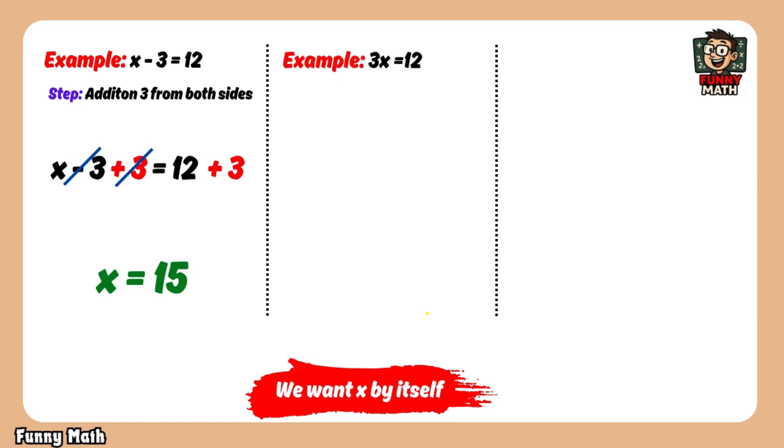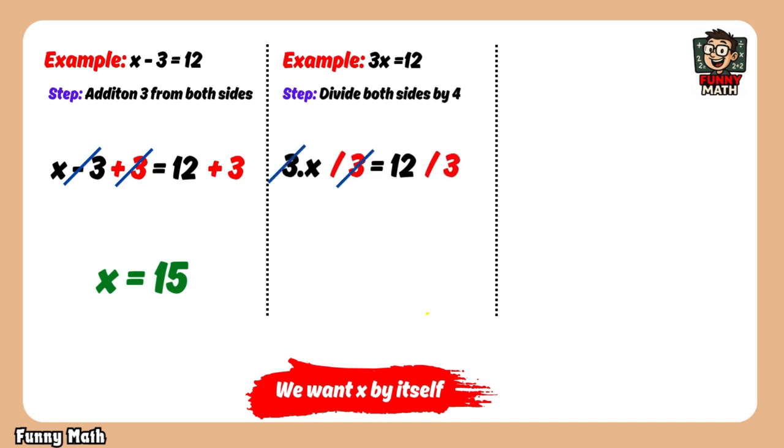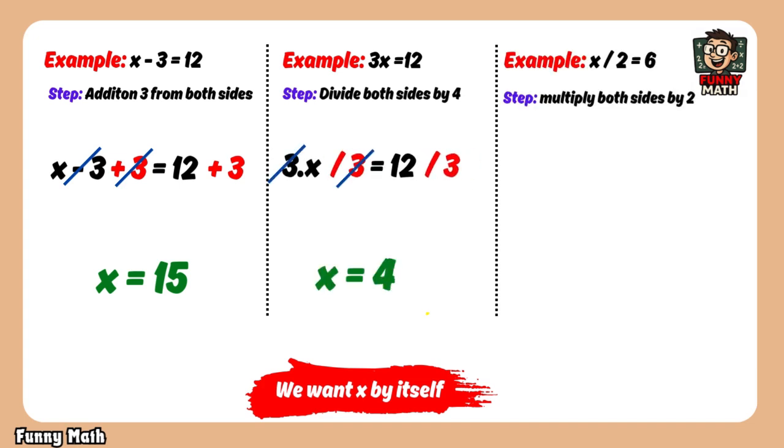Example 2, 3x equals 12. Step: divide both sides by 3. Example 3, x divided by 2 equals 6. Step: multiply both sides by 2.